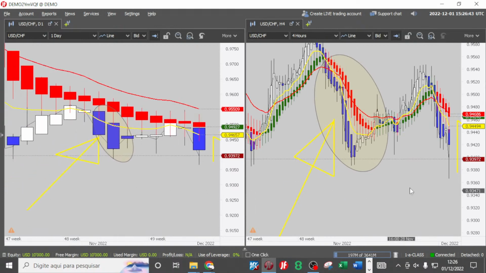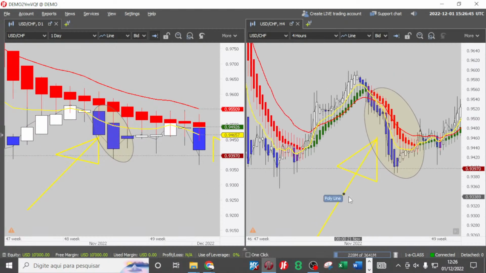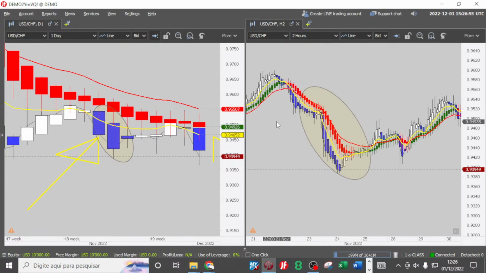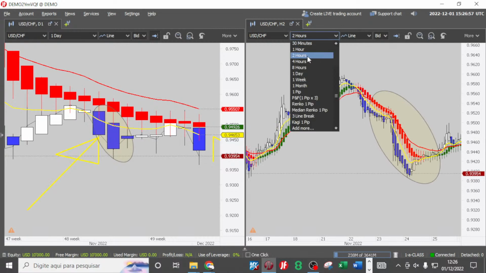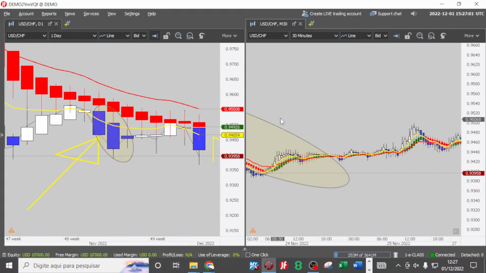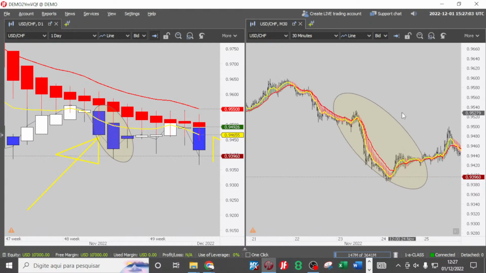Those two, oh, it was a fall, right? So it was 2 days of falling. Okay, it was just falling for 2 straight days. Anyways, let's go maybe on the 2-hour chart. Not good enough. Let's go on the 15-minute, 30-minute chart. Not good enough.